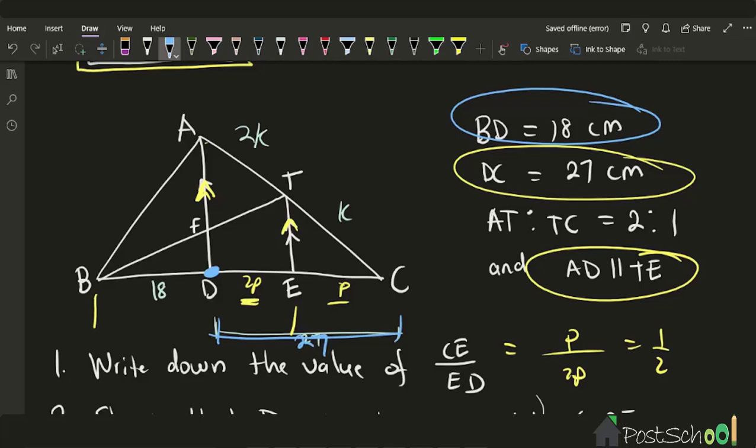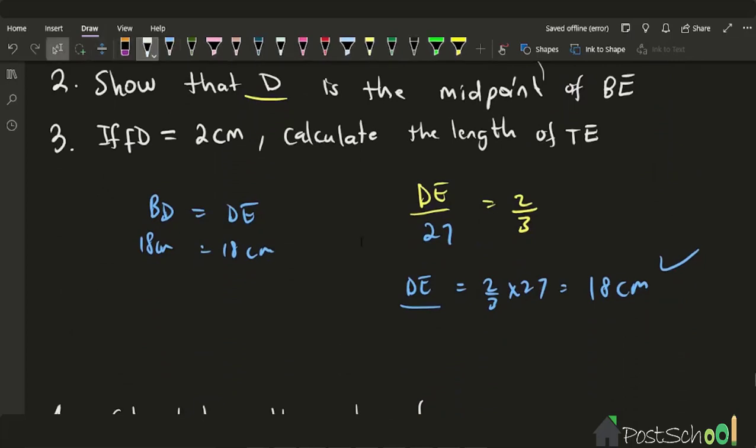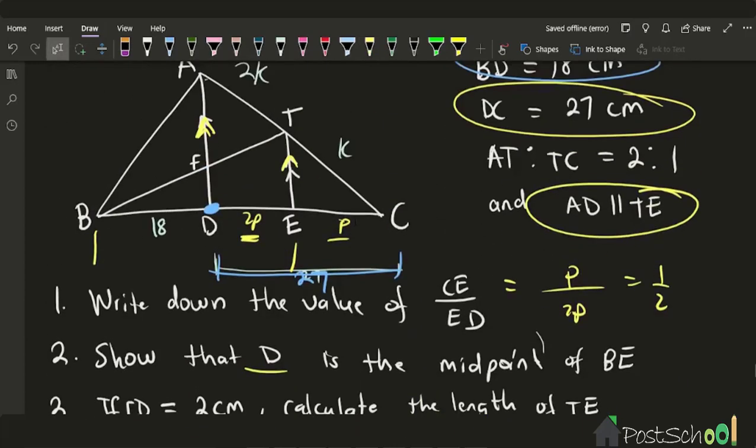it is about 3p. Or what you can say is to say since DC is equal to 3p, which is equal to 27, you can solve for p, and you find that p is going to be 9 centimeters. And then since DE is equal to 2p, you can then take 9 and put it in there, and you get 18 centimeters. That's part of what you can do.